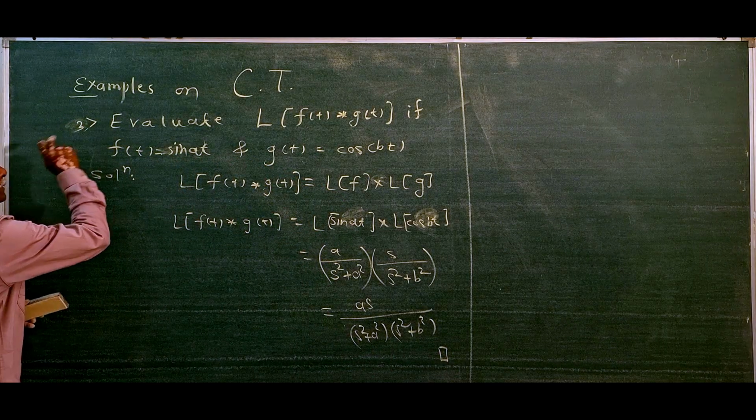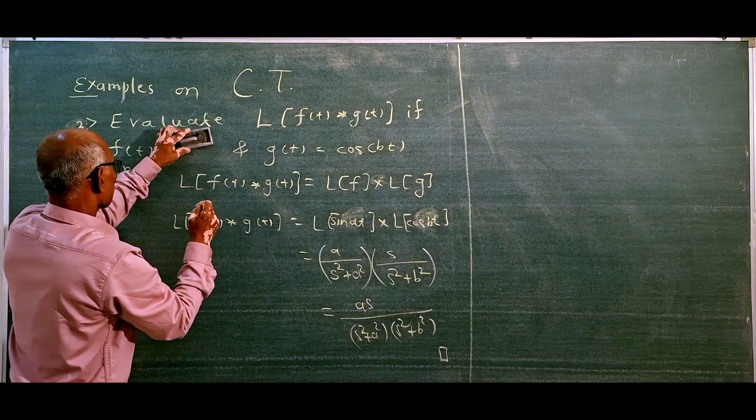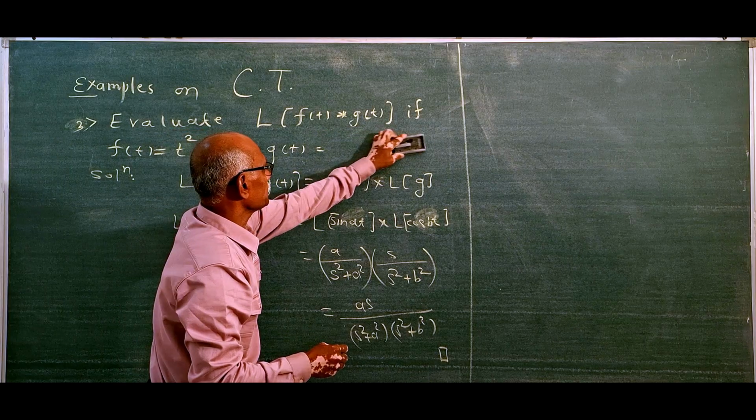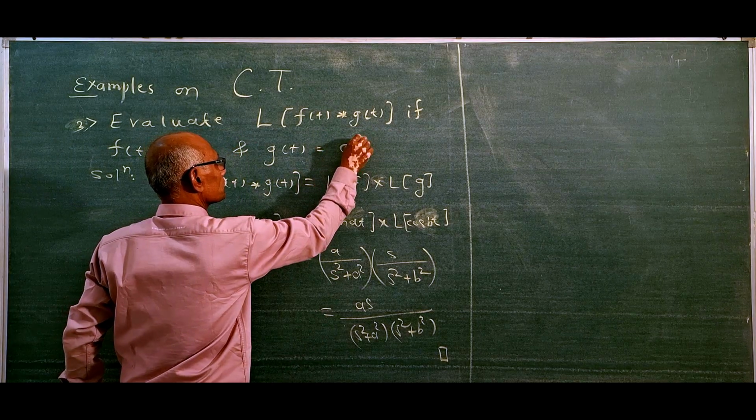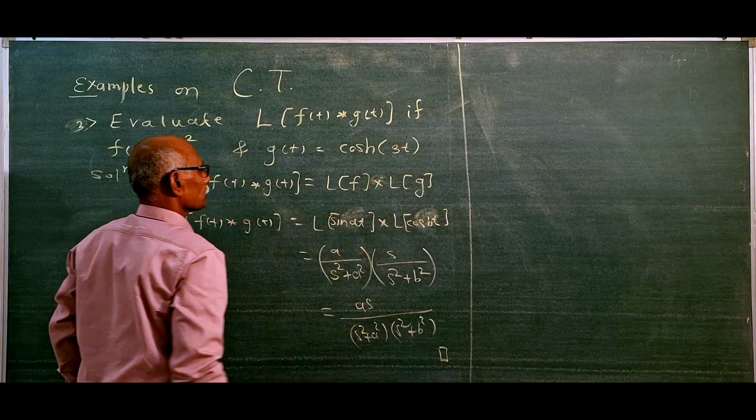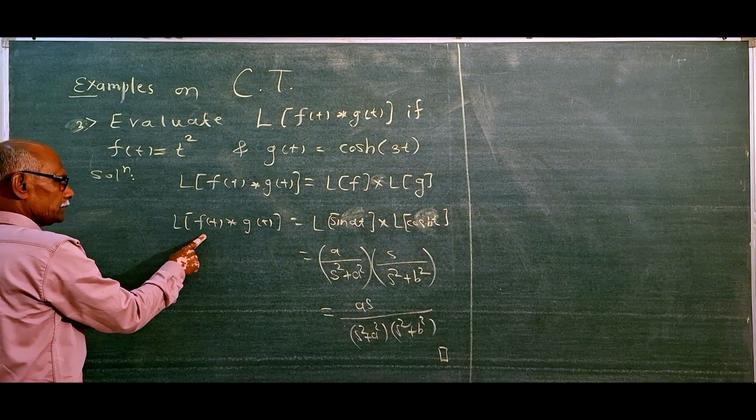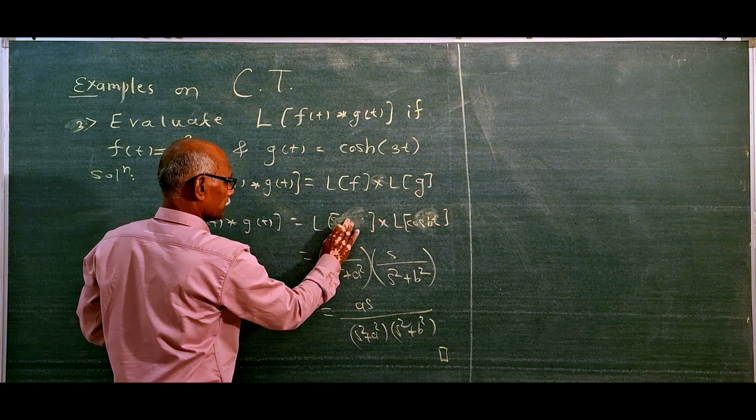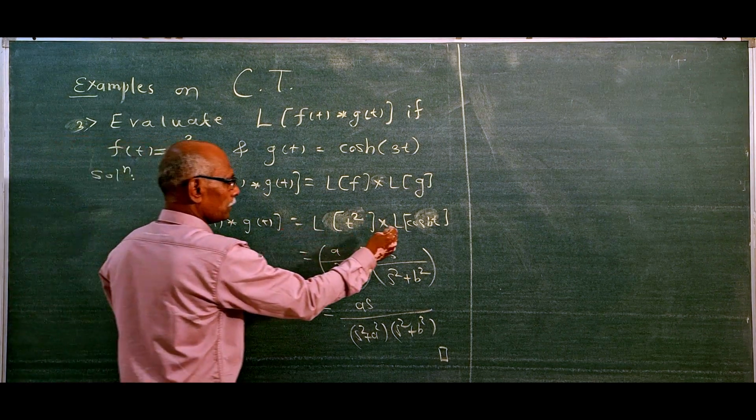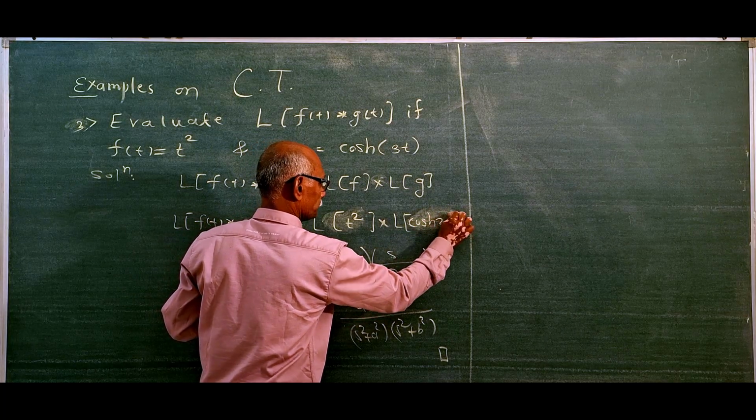Example number 3. Suppose you are given f of t equal to, say, t square, and suppose g of t is given to be cos 3t. We have to write the convolution theorem, then we have to write this is equal to, here we replace by t square because the first function is t square, and this is cos 3t.